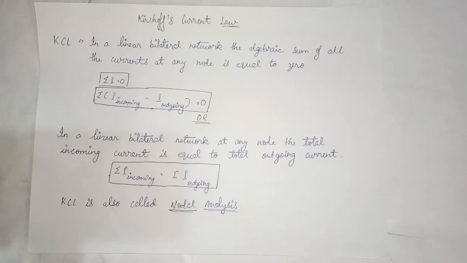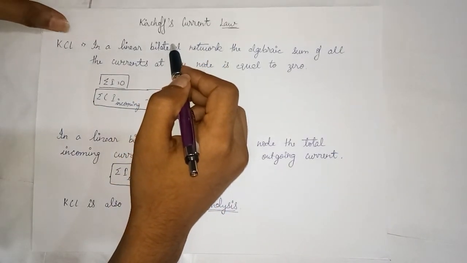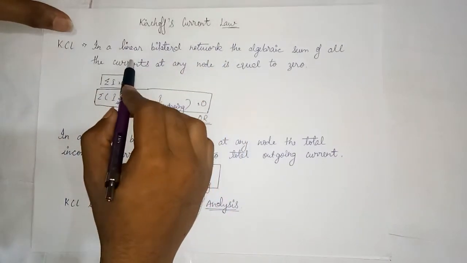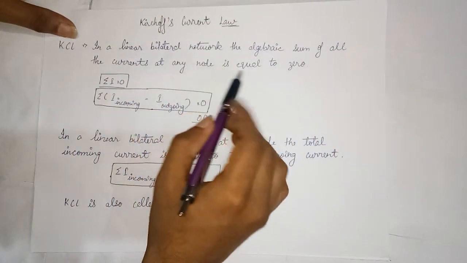So today I'm going to teach you Kirchhoff's current law, and I know once you understand the concept you will easily solve the numerical. So, Kirchhoff's current law. The basic definition of this law is: in a linear bilateral network the algebraic sum of all the currents at any node is equal to 0.